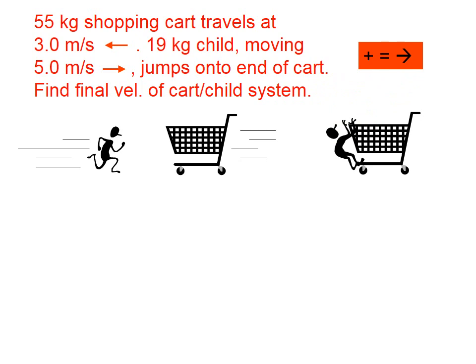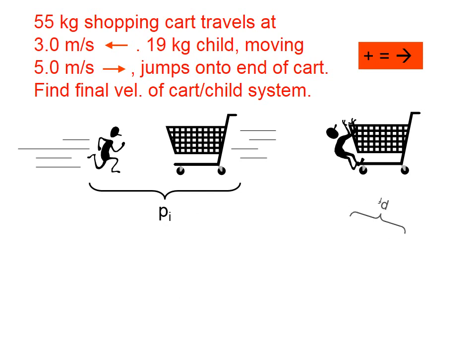Whenever we have objects moving in opposite directions, we always have to define a direction that's positive and which direction is negative. And this is because momentum is a vector. Vectors could be positive, they could be negative, and here we have the child running in the opposite direction from the cart. So we have to choose a direction to be positive, and we have to abide by that decision.